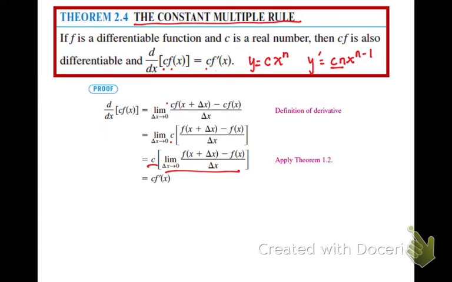Am I good? Yeah. Are you writing the proof? No, I'm not writing the proof. You're writing words. Too many. Okay, am I good? Yeah.